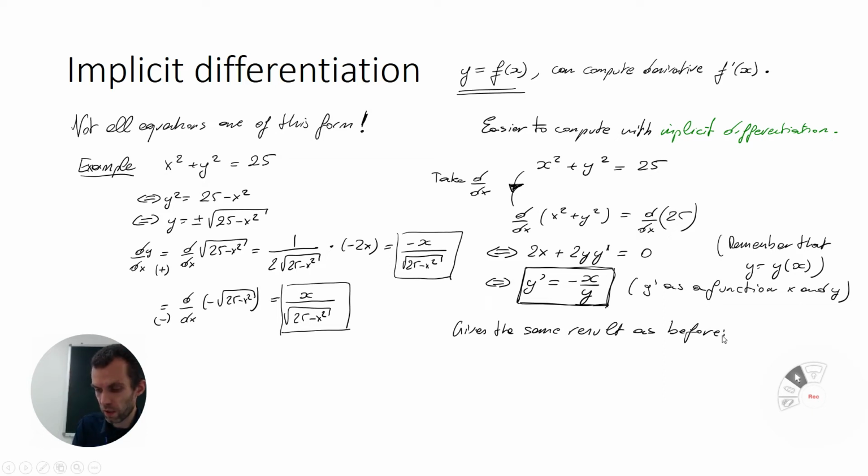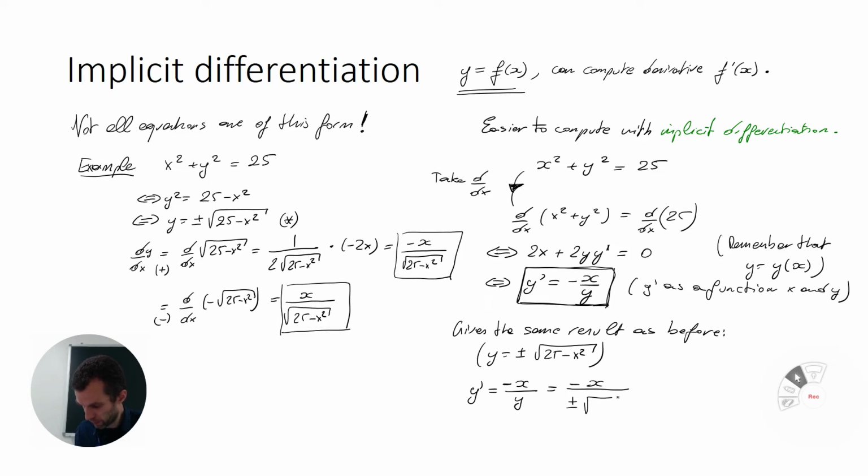Because if you take this relation that we had here for y, so y is equal to plus or minus the square root of 25 minus x squared, and you substitute that in the relation for the derivative, you get y prime is minus x divided by y, so minus x divided by plus or minus the square root of 25 minus x squared. And you can write that with a little bit of abusive notation as minus or plus x divided by the square root of 25 minus x squared.